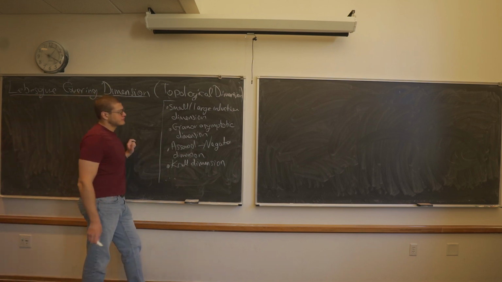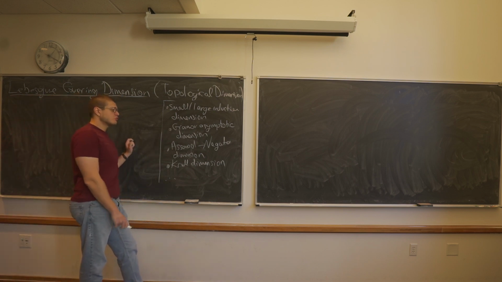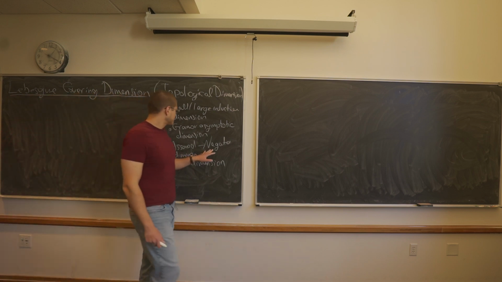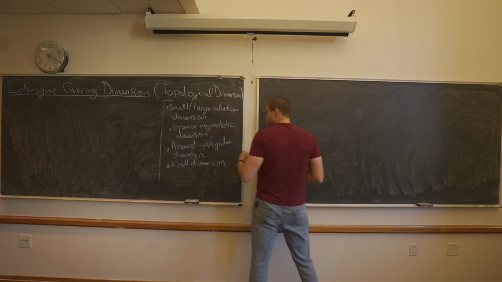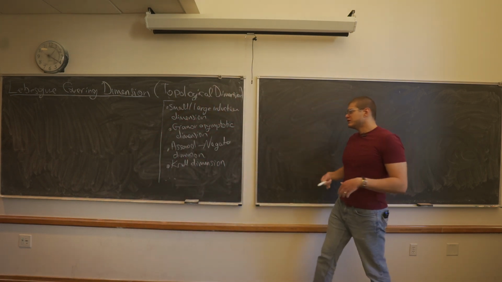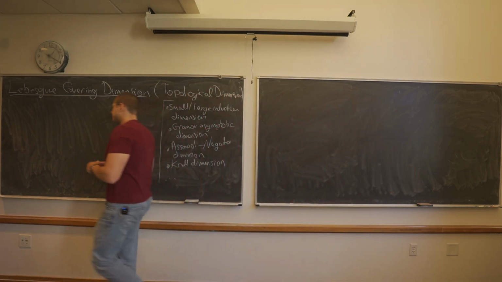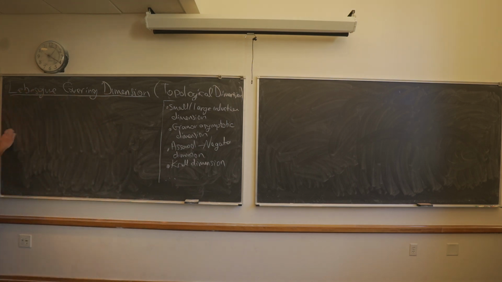There's this Gromov asymptotic dimension that is sort of like a coarse invariant. There's this Assouad-Nagata dimension and then Krull dimension and so on. We're not going to use these, but it's good to know that there are all these different types of dimension that are useful in different contexts.